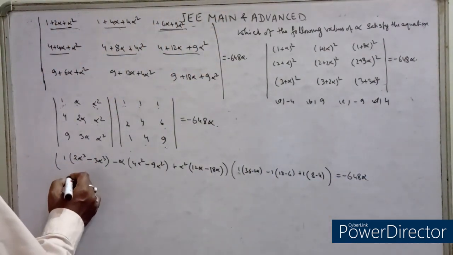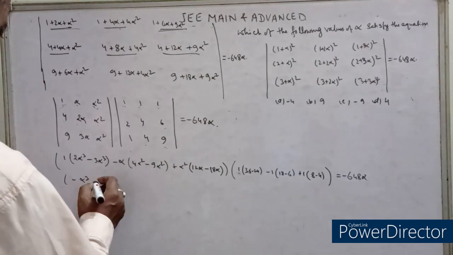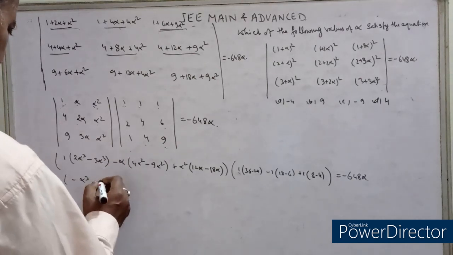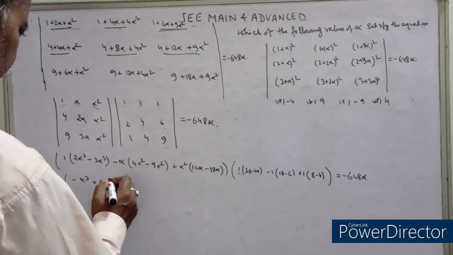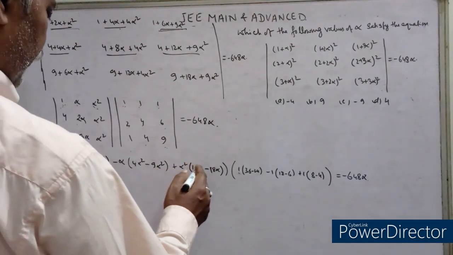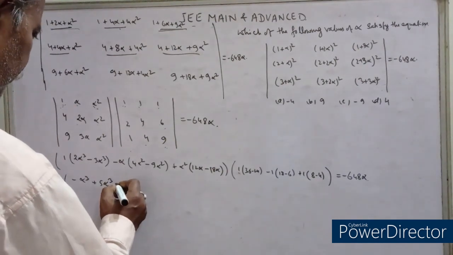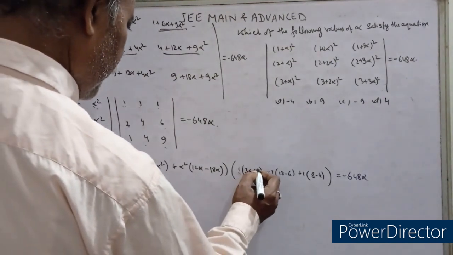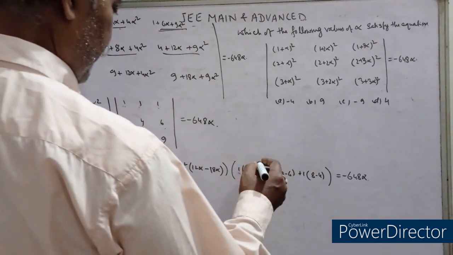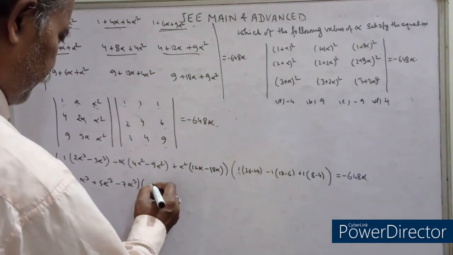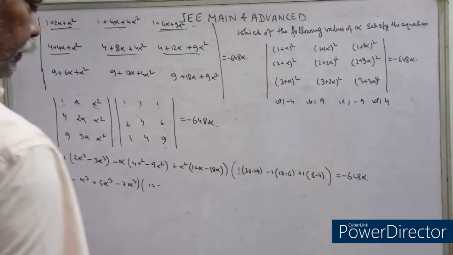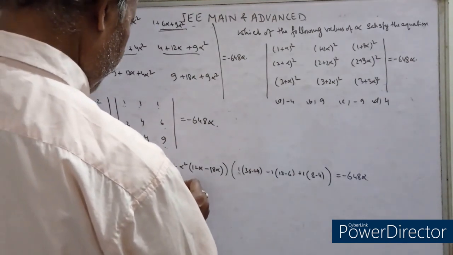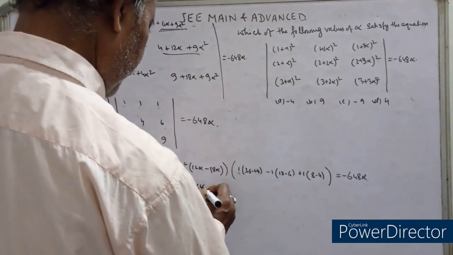So this is minus alpha cube and minus 5, this will be plus 5 alpha cube and 7, 8, 9, so this will be minus 7 alpha cube, and this will be 36 minus 24, so your 36 minus 24 is 12, minus 6, 7, 8, so 12 minus 12, and this is plus 4, that is equal to minus 648 alpha.